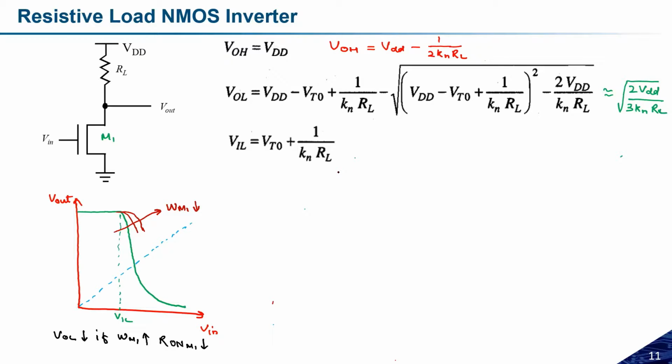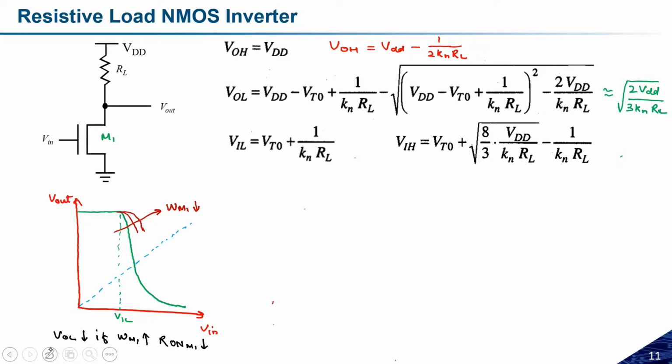Another thing, one more formula we have, and that is for the VIH. Okay, so what is the VIH? Let us try to see what are the factors on which it is depending. VIH is nothing but the slope point on which we have to calculate the VIH. This is the point where we are calculating the VIH.